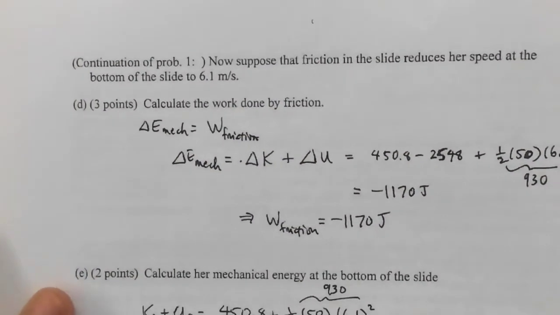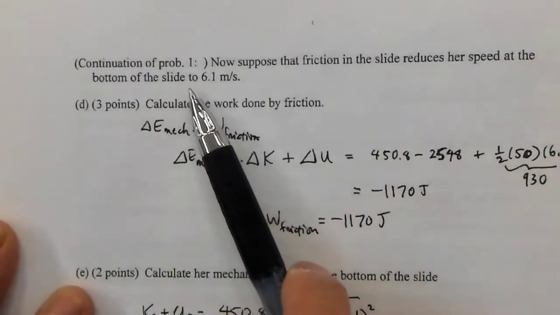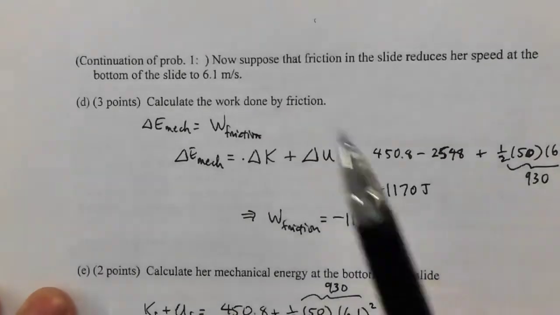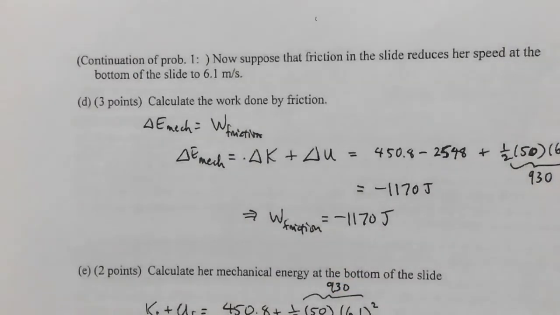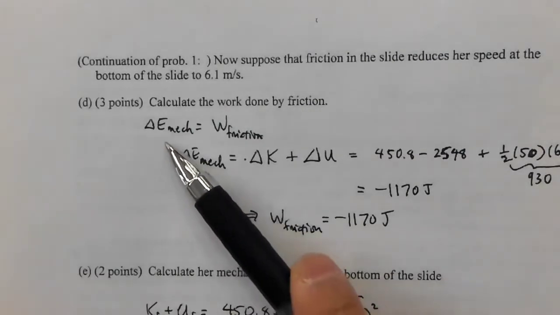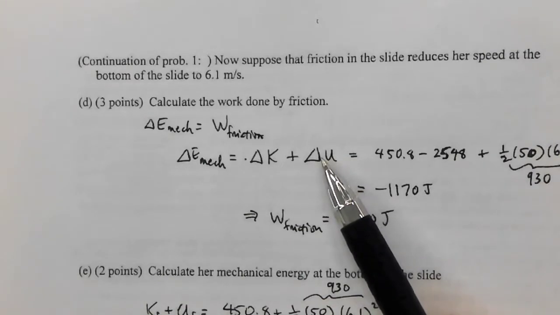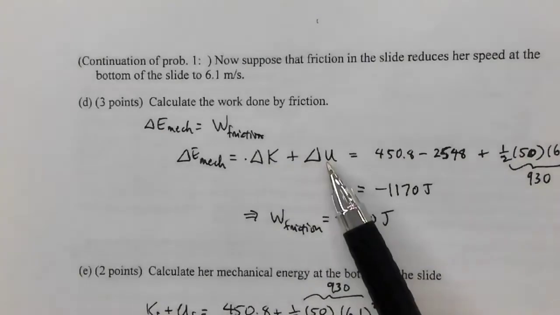Now suppose that friction in the slide reduces her speed at the bottom of the slide to 6.1 meters per second. Calculate the work done by friction. Friction is a non-conservative force, so the work done by a non-conservative force is the change in the mechanical energy, or in other words, delta E mechanical, which is delta K plus delta U. So we're just going to calculate the work done by friction by calculating delta K plus delta U.